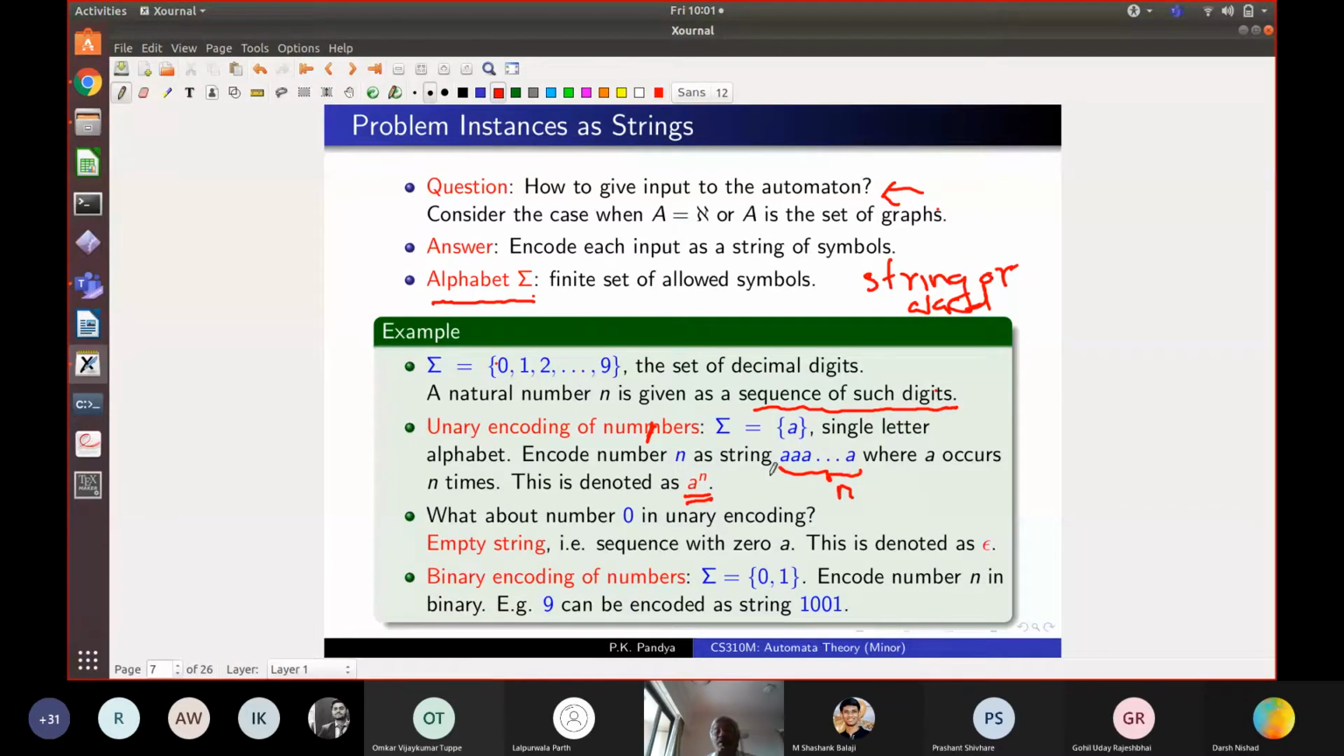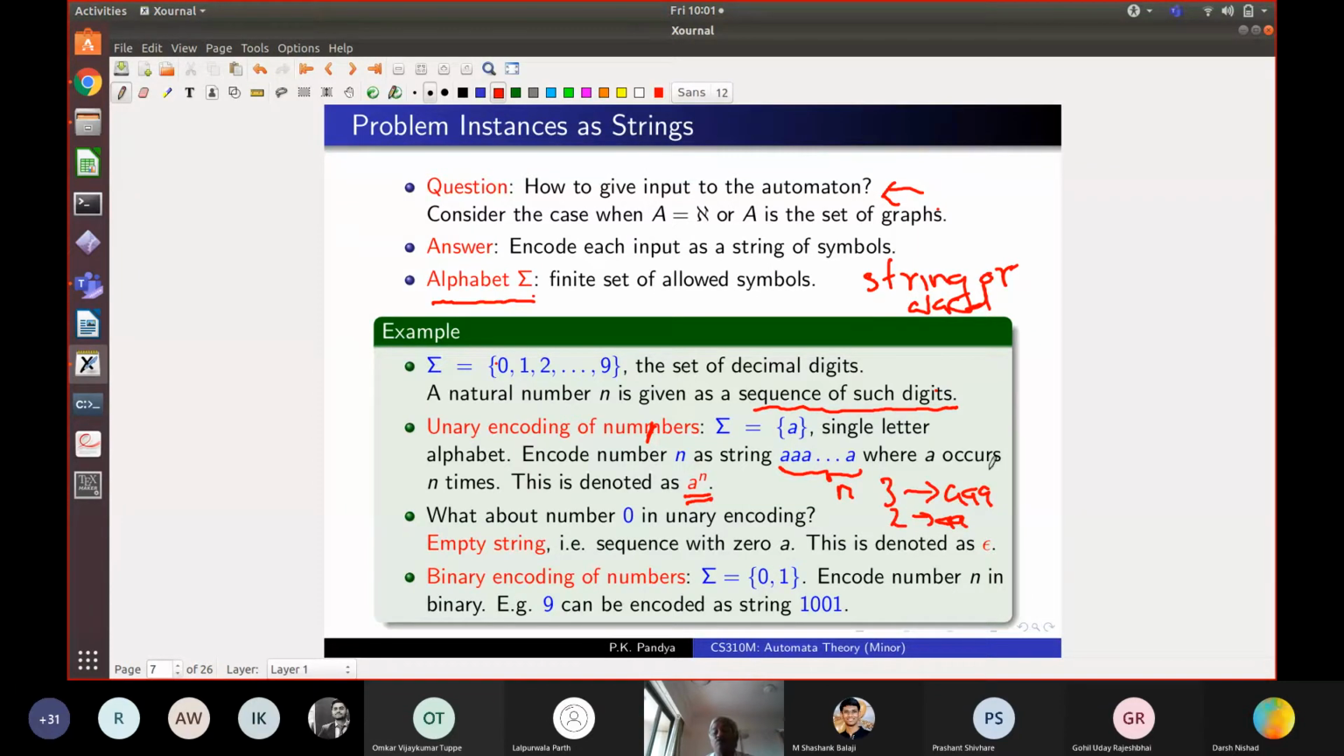Now, one question that arises is, for us, natural numbers are 0, 1, 2, 3, 4, 5. So what is the encoding of number 0 in this unary encoding? It should have 0 occurrences of A, right? 1 will have 1 occurrence of A. 3 will be encoded as AAA, right? 2 will be encoded as AA.